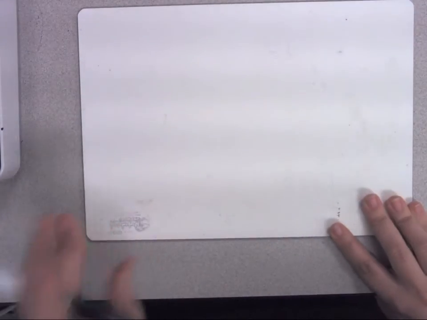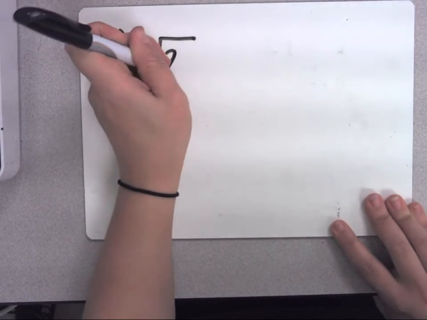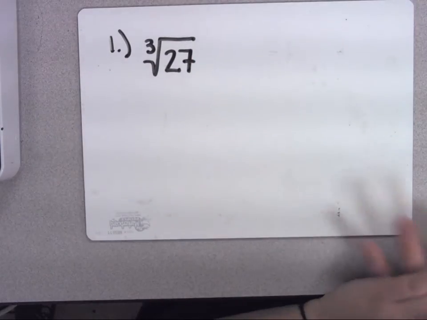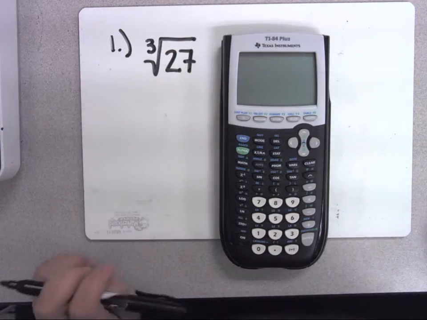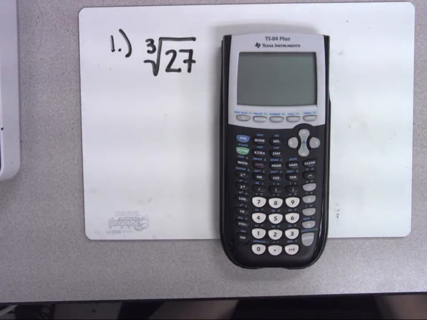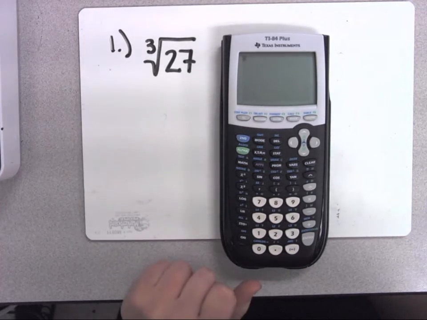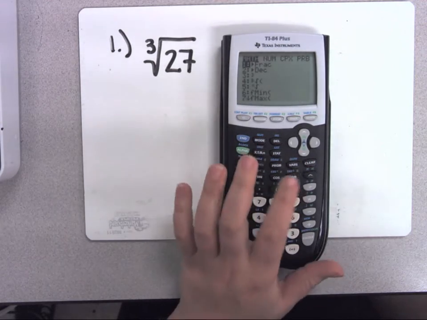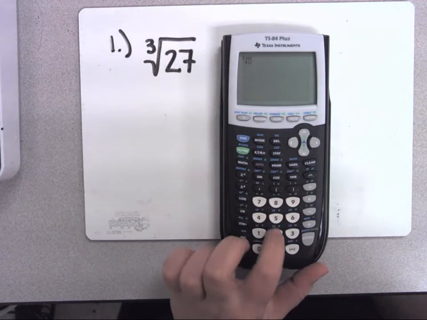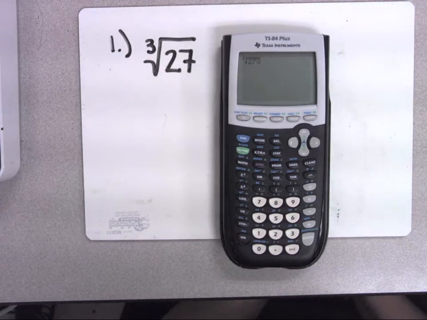Okay, so I have, first, for example, the 3rd root of 27. So the first part is, do we know or remember, we hope so, how to type this into our calculator? What do we do? What's on there? Do you know what buttons to push?